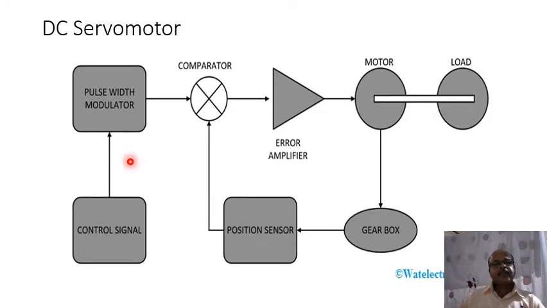Next is a DC servo motor. A DC servo motor consists of such type of mechanism: a comparator is there, error amplifier, and motor. Load is given. Any load you can give, gearbox, position sensor, and given to the comparator, and the control signal which is pulse width modulated given to the comparator. This is the original reference signal, and this is a feedback signal. This is a feedback path.